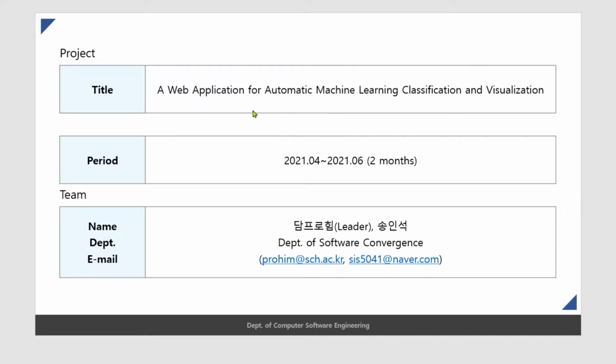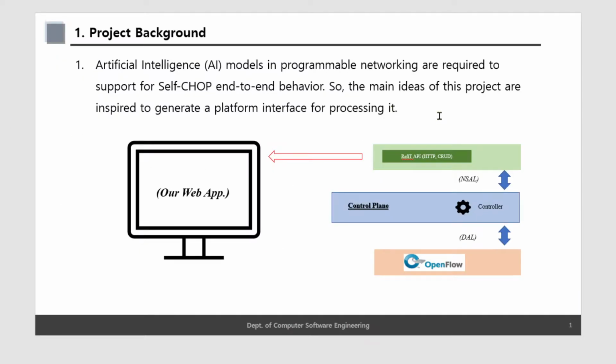Our term project is mainly focused on a web application for automatic machine learning classification and visualization. Before going into the details of our final presentation, I would like to give a brief description of our project background. In the next generation radio access network, there are multiple updated specifications, interfaces and protocols to support the convergence between AI models and programmable networking.